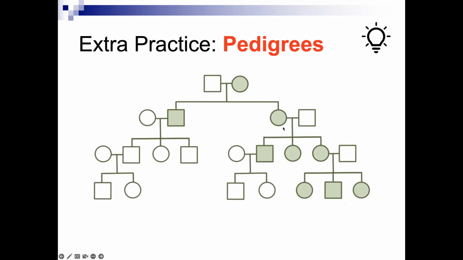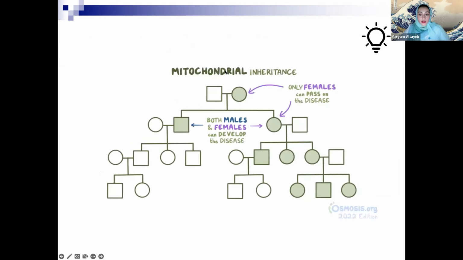The mitochondrial. Exactly. When the mother has the disease here, or the female, she transmits it to all her children. And here you see when the male has it, he doesn't transmit it. But the female transmits it to all her offspring. So only the female is affecting everyone, and everyone gets the disease. There's no exception. There's no child that doesn't have the disease. So that tells you that this is mitochondrial inheritance. We said only females can pass it on, and both males and females can develop the disease.